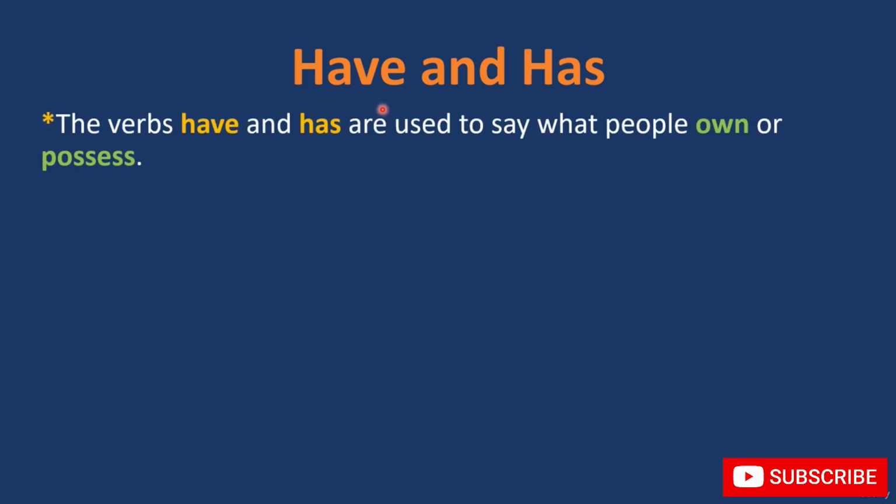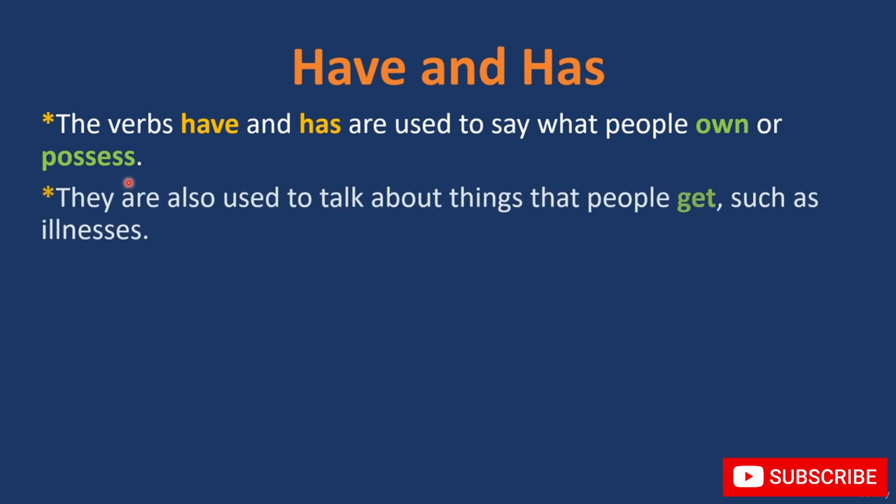Have and has. The verbs have and has are used to say what people own or possess. I can say I have a car, or I own a car, or I possess a car. So they are the same. Again, have or has equal the same meaning of own or possess. They are also used to talk about things that people get, such as illness.